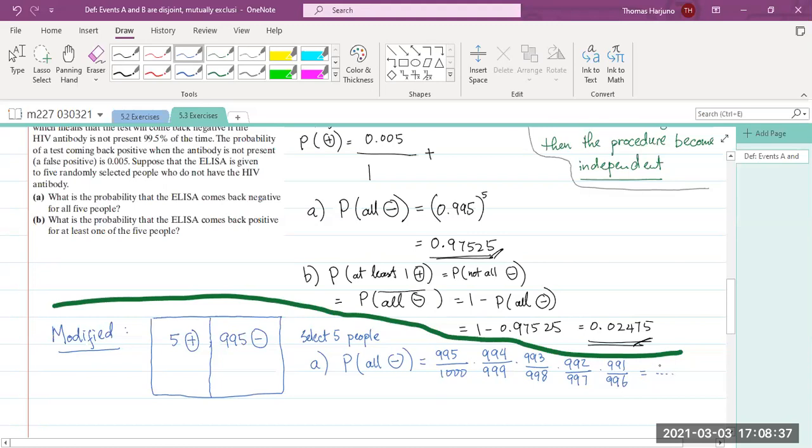Now, you will see the following phenomenon. If you select from a very, very big group of people, the number we get by computing it this way and by computing it this way will actually be very close.